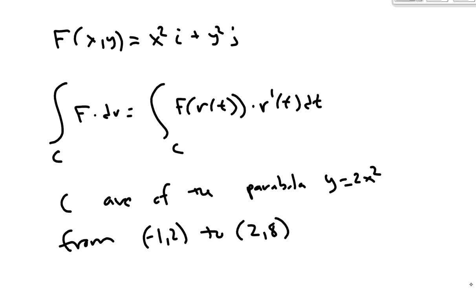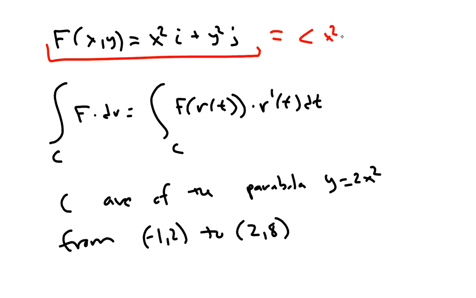Today I'd like to look at a line integral through this vector field we see here. Just in case, what that vector field is doing is assigning to every point in the 2D plane the vector x squared, y squared. And when we compute our line integrals, we typically write them this way, f dot dr.